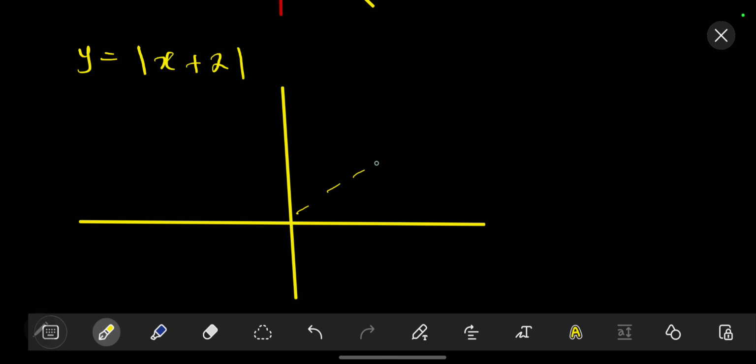So our mother graph looks like this. It passes at 0, and also here it looks like this. So this is our y, which should be equal to the modulus of x.